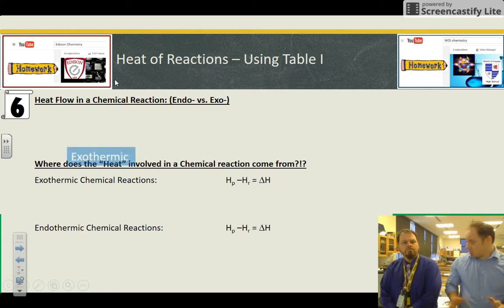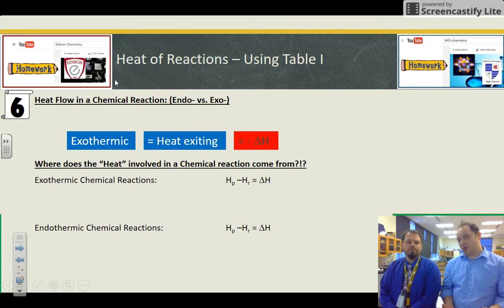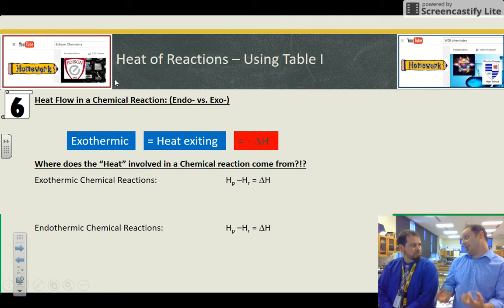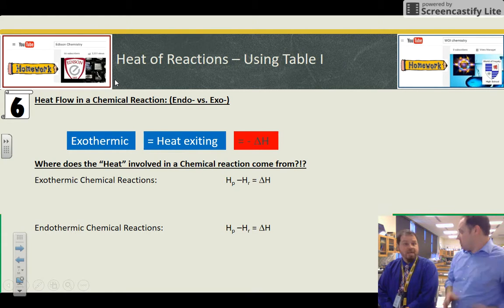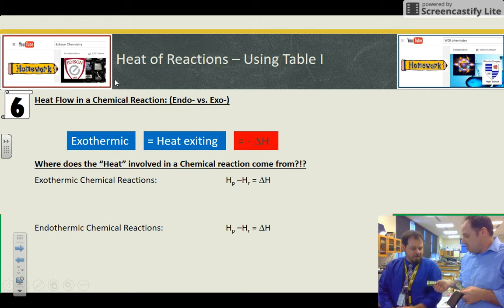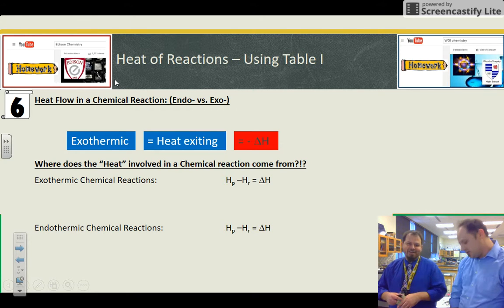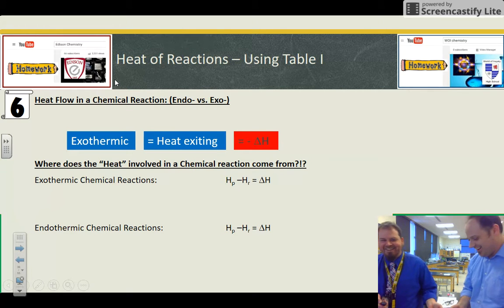Now exothermic is the opposite. Heat exits the system. So if the system has less heat than when it started, it must have negative heat. It's like money: if I got money, it's entering your pocket, so you got plus monies. And if you're losing money, now you got negative, minus monies.